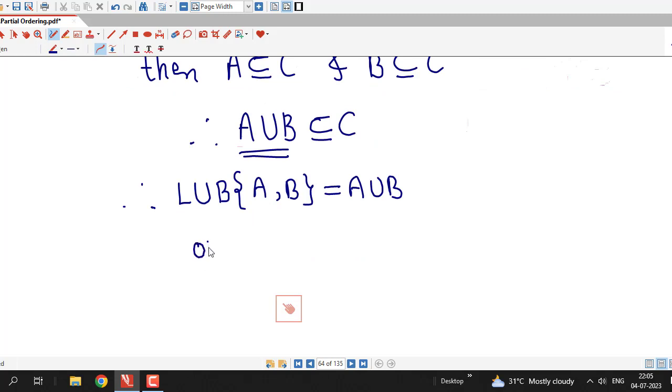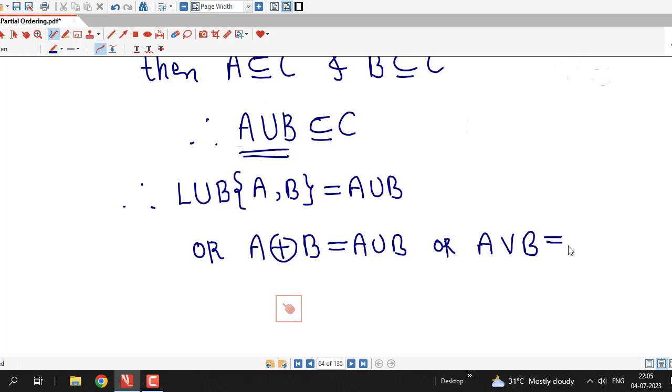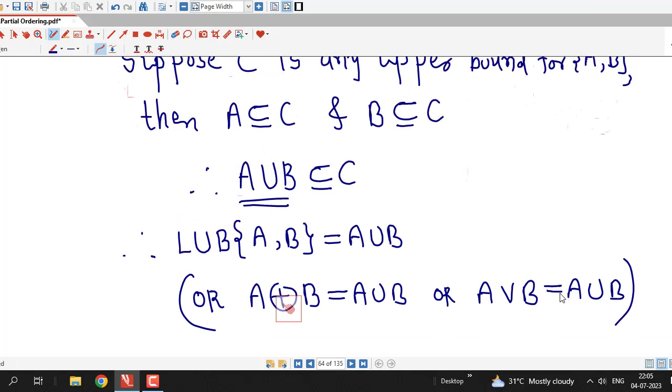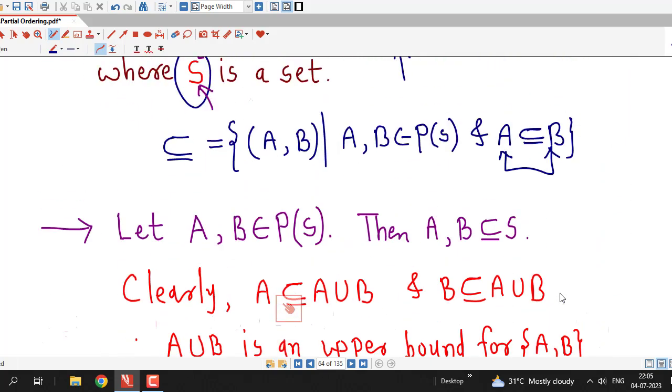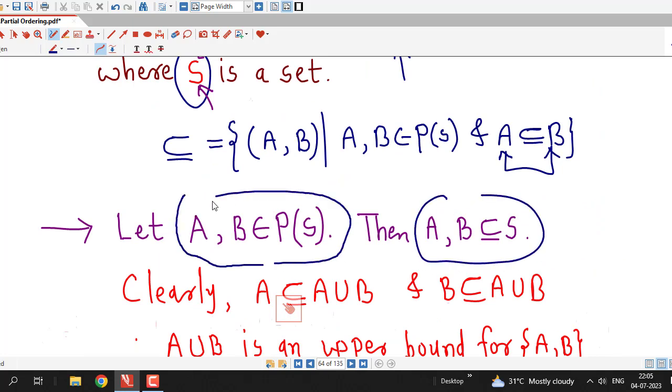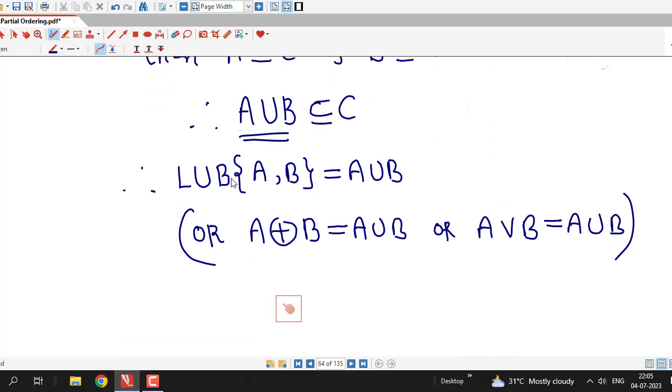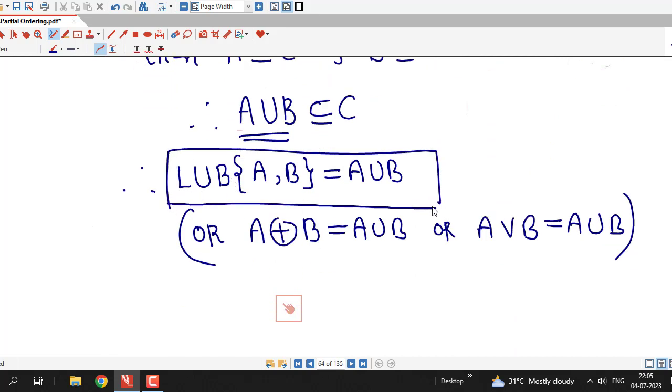Therefore, least upper bound of the subset having two elements A and B is A union B. In other notations, we can write that as A join B. These are the different notations. We can write in this way also. These are different notations for the least upper bound in a lattice. So least upper bound exists for any two sets which are subsets of given set S, or which are elements in the power set, and least upper bound turns out to be union of those two sets.